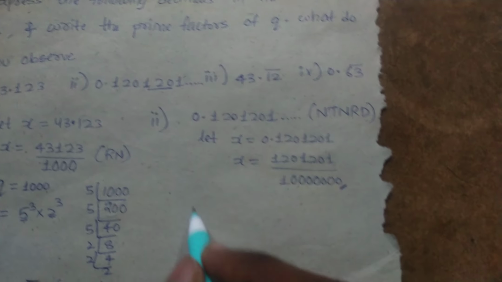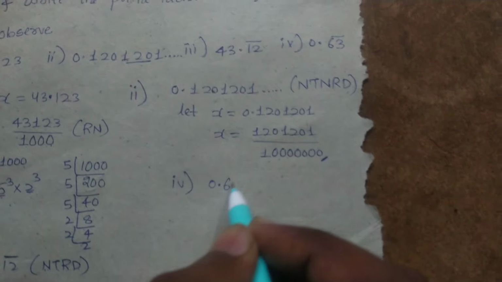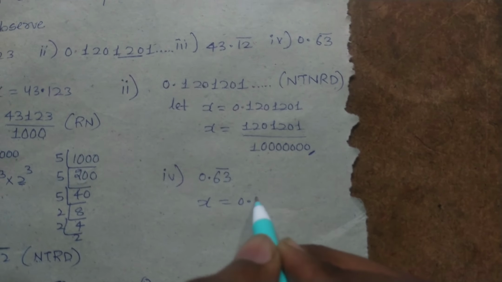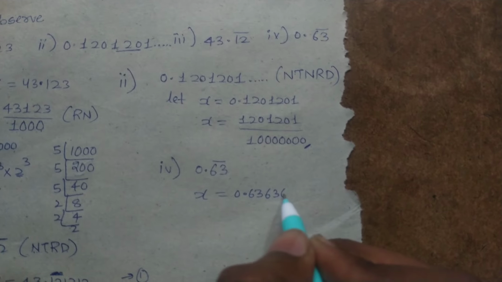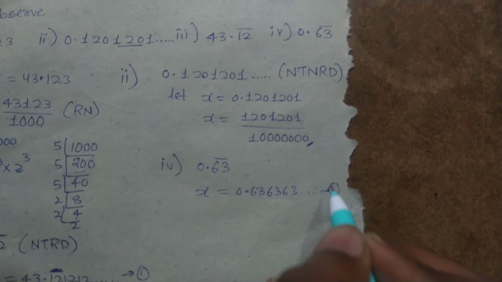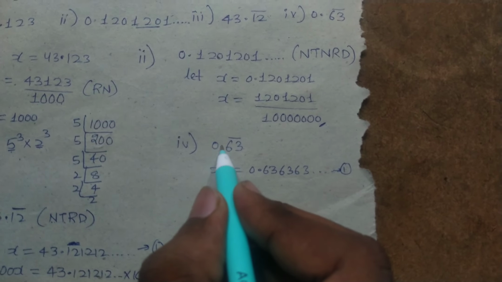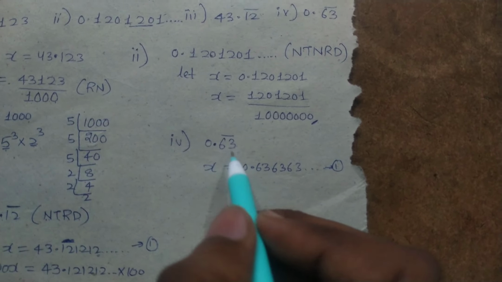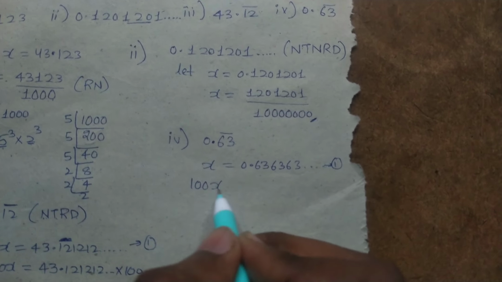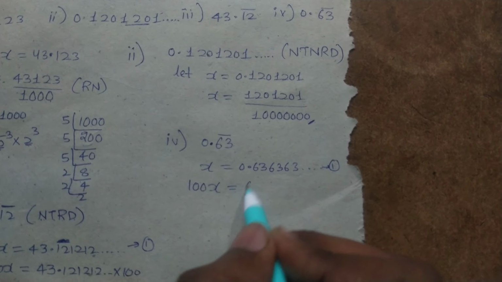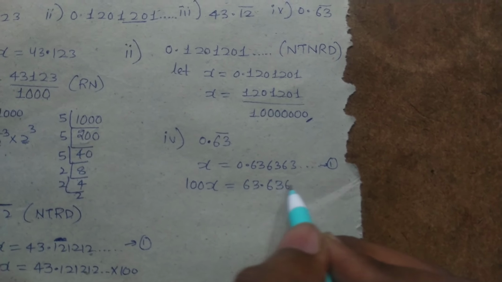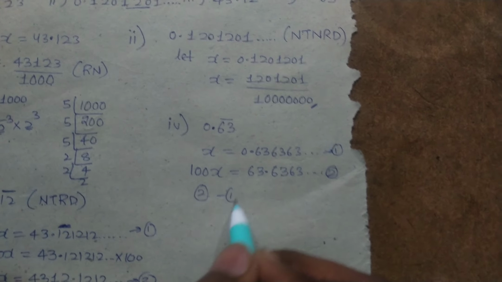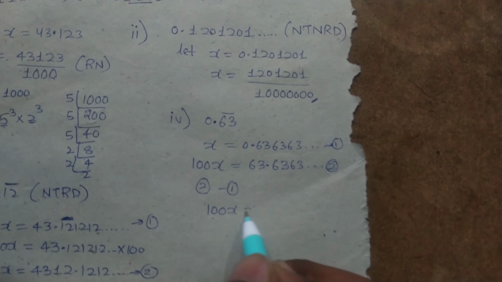Similarly you can do the fourth one. Okay, the fourth one, you see 0.63 bar is given. Again same thing, let x is equal to 0.636363 and it goes on. This is equation 1. Okay, after the point there is a bar on 2 digits, so you will multiply it by 100. 100x is equal to 63.6363 and so on.